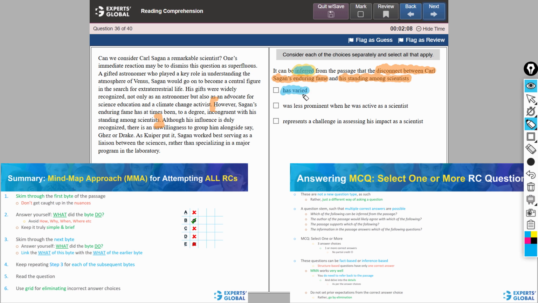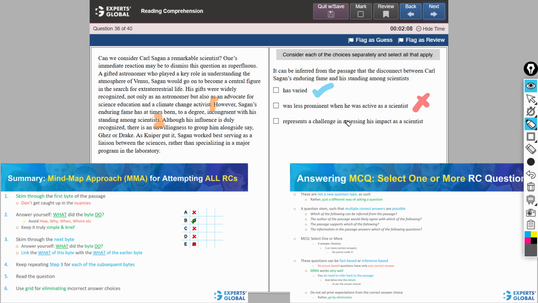Has varied. Yes, this can be inferred because of the usage of "at times" here, suggesting that this incongruence with our scientist's enduring fame has been varying at times. Therefore, answer choice A can be inferred. We only know that the disconnect is there and that this disconnect has varied. We don't know whether it was less prominent or more prominent during our scientist's active days. Therefore, this answer choice cannot be inferred.